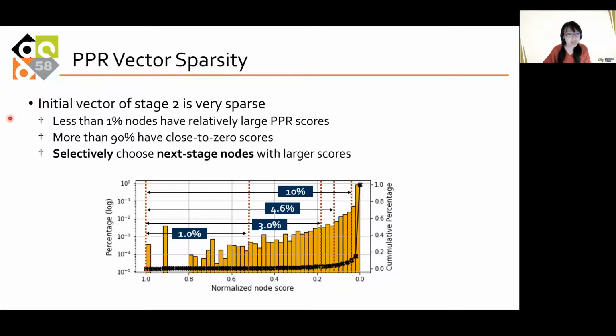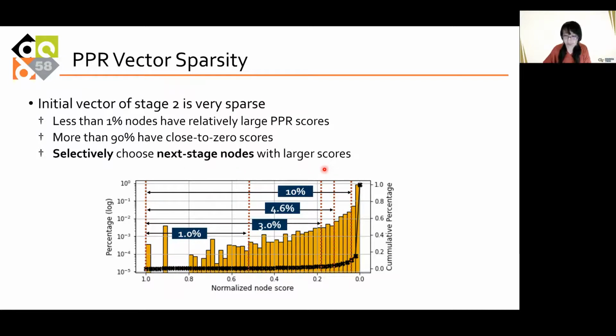Luckily, we can notice that the initial vector of stage 2 is actually very sparse. In this figure, I'm showing the histogram of the PPR vector after stage 1, the initial vector of stage 2. This is in log scale. We can see that only less than 1% of the nodes have relatively large PPR scores, and more than 90% of the nodes have close to 0 scores. So this allows us to selectively choose next stage nodes with larger scores.